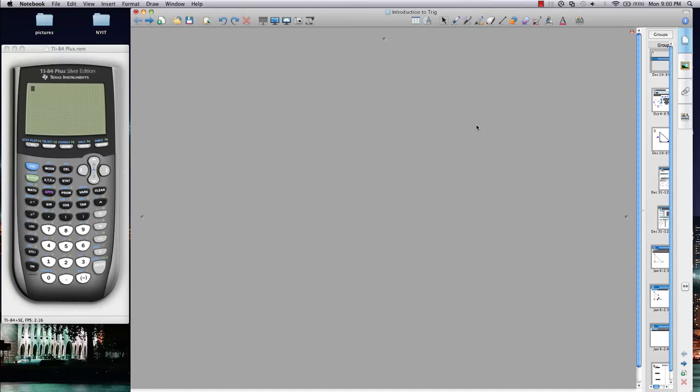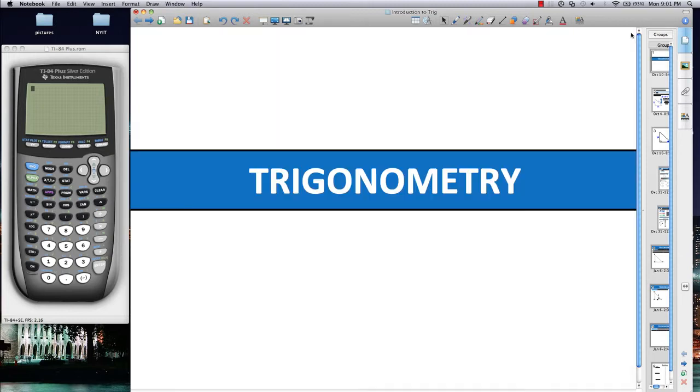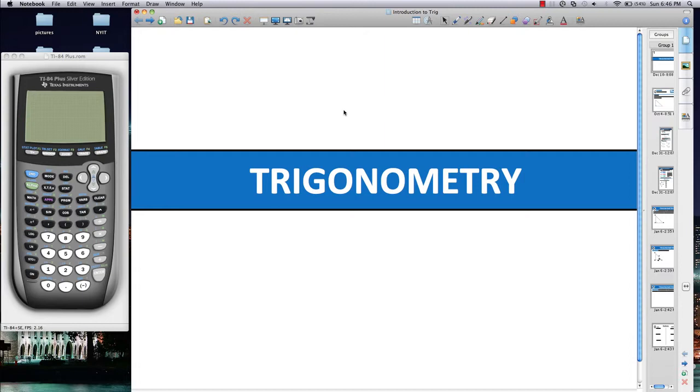The next topic that we're going to learn about is, drumroll please, trigonometry. So we finally get to the trig part in the course. So we're going to look at the very basics of trig, which you probably have some background from in integrated algebra.